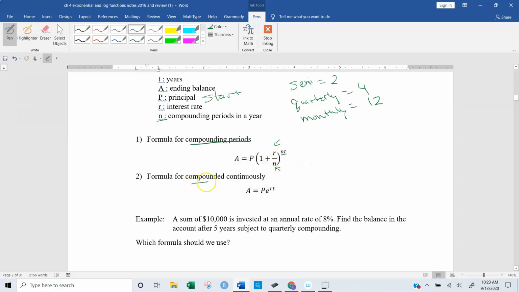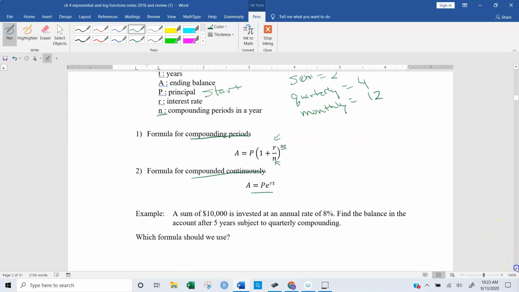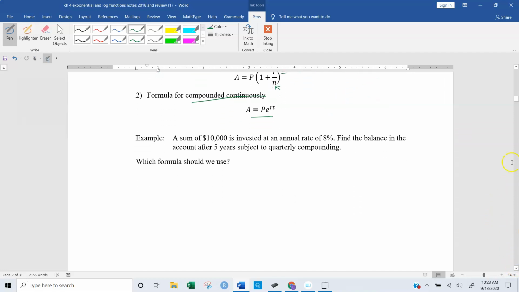This one here is continuously. We don't get this very often in real life. So continuously, your money's earning interest, like all the time. It's not put into your account every certain amount of times. So we like continuously, but that's not going to happen. That's more for like your science and your radioactive materials and things.